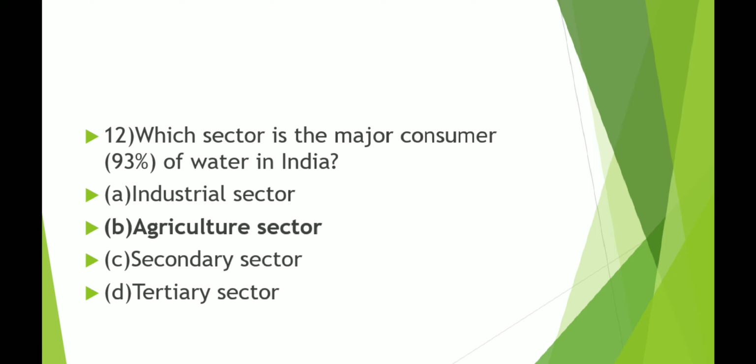Question number 12. Which sector is the major consumer of water in India, which accounts about 93%? The answer is agriculture sector. Quinine, a malarial drug, is obtained from the bark of the tree dash. The answer is cinchona.